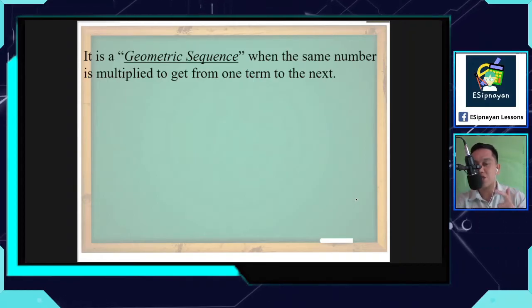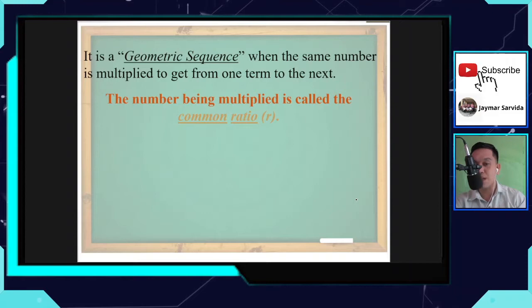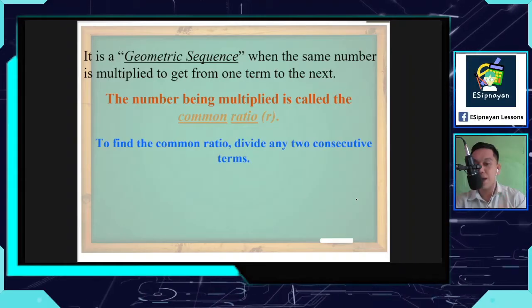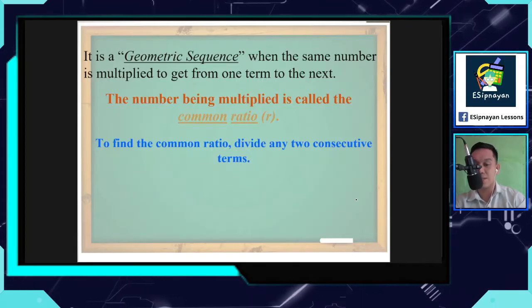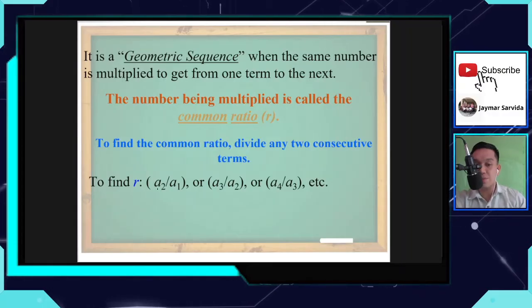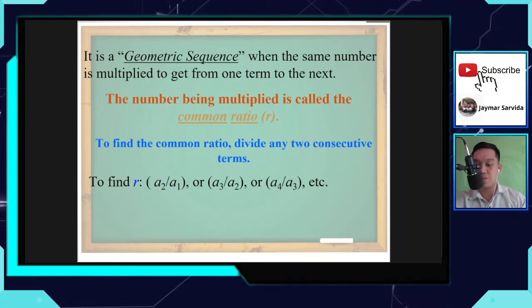So, it is a geometric sequence when the same number is multiplied to get one term to the next. The number being multiplied is called the common ratio. Para mahanap ang common ratio, divide any two consecutive terms, kagaya nung ginawa natin kanina. So, para mahanap yung ratio, that is a sub 2 divided by a sub 1, or a sub 3 divided by a sub 2, or a sub 4 divided by a sub 3. A sub 1 is the first term, a sub 2 is the second term, a sub 3 is the third term, and a sub 4 is the fourth term.